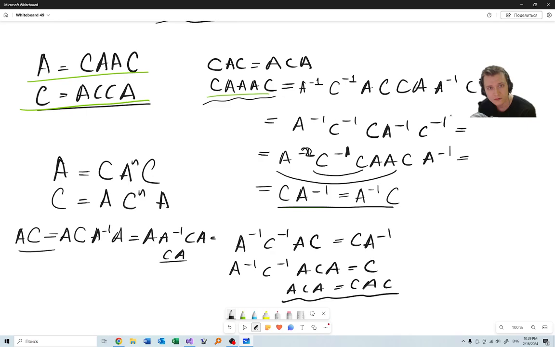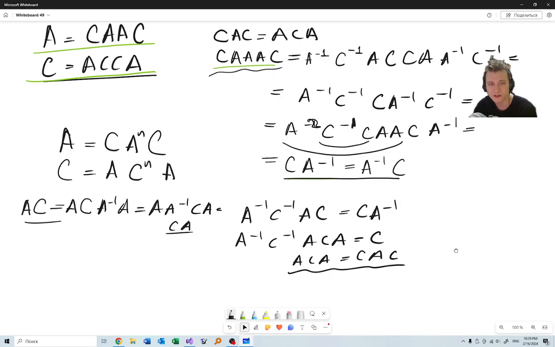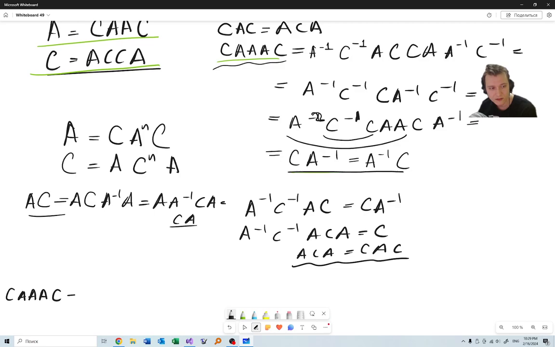We do have this because, well, let's rewrite it the symmetric way. So again, CAAAC. First of all, I try to say that it is CAAAC. Then I multiply it by C minus 1, A minus 1, A minus 1, C minus 1. And then I add A. Now, this cancels out, this cancels out, and this cancels out. So now I have CA, C minus 1.